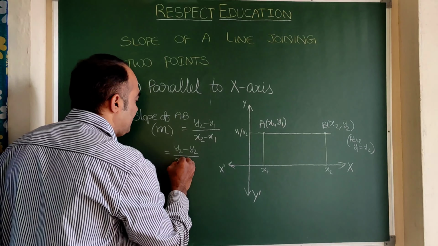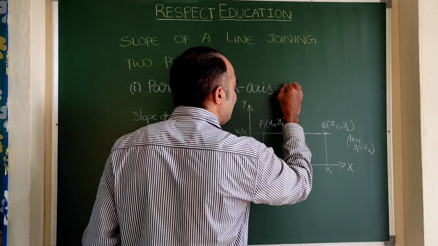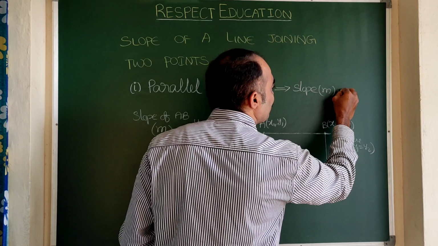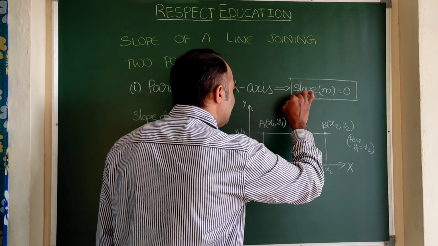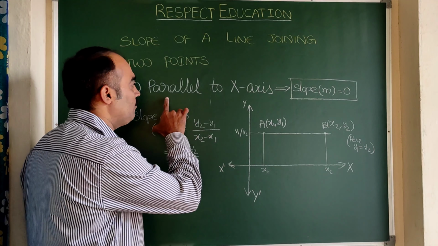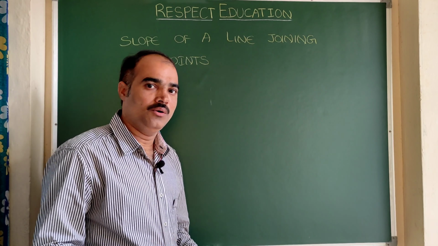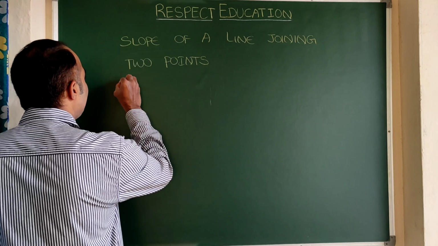Clear? So here, slope of a line segment joining 2 points, which is parallel to x-axis, then the slope is 0. In this case, slope is 0. This is the first case that we have learnt. Now let us do case 2, that is second case.